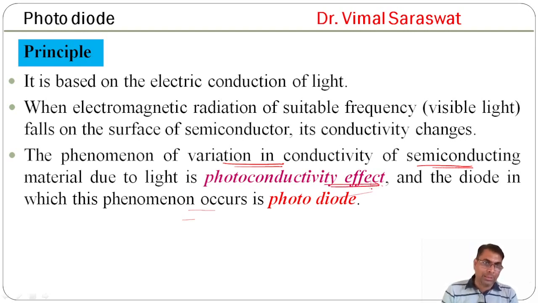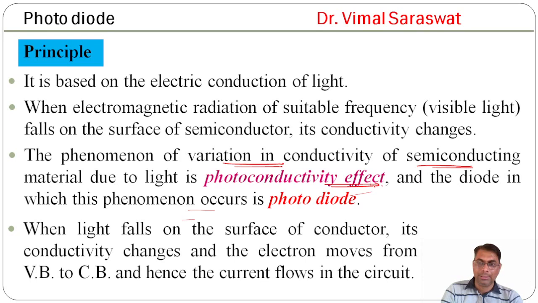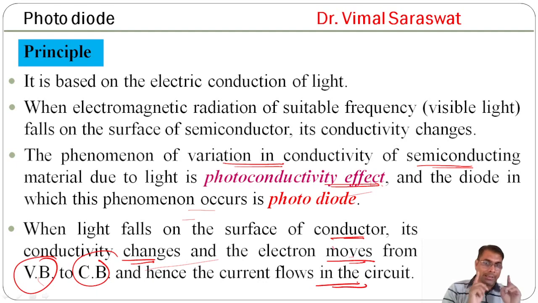the photoconductivity effect, and the diode in which this phenomenon is used is known as a photodiode. So a photodiode uses the photoconductivity effect. When light falls on the surface of a conductor, its conductivity changes and the electron moves from the valence band to the conduction band, and hence current flows in the circuit.